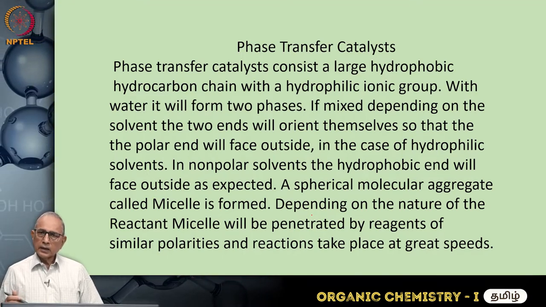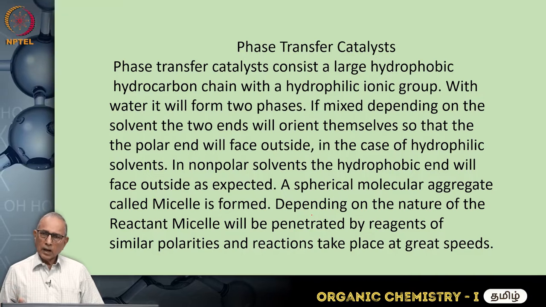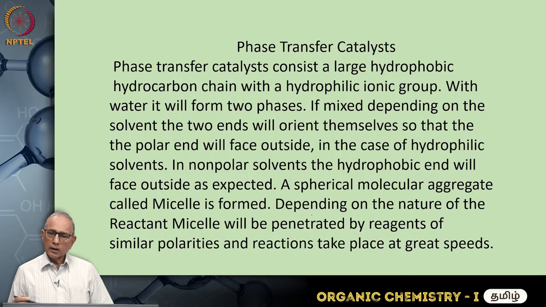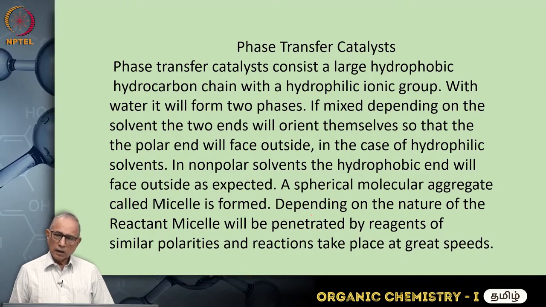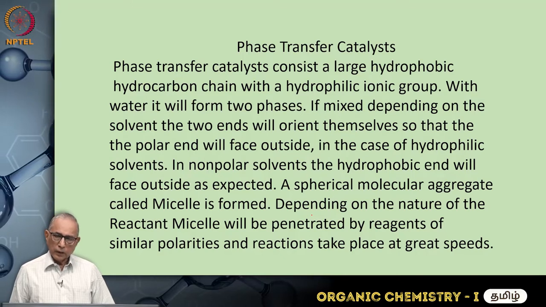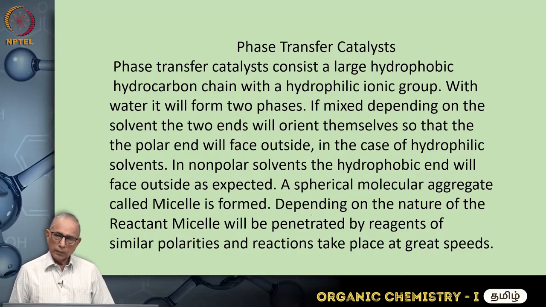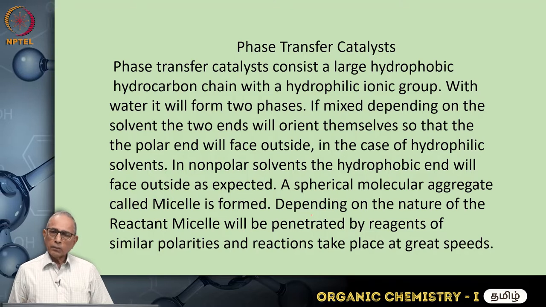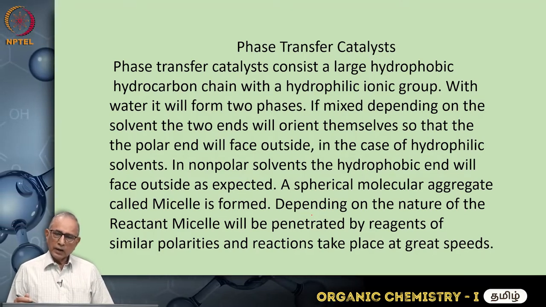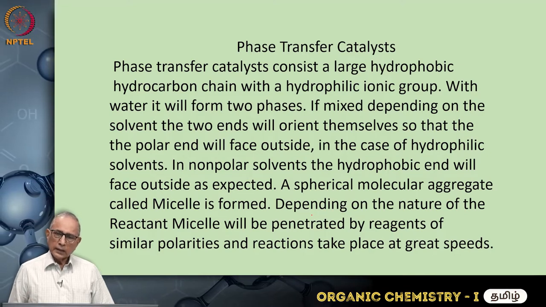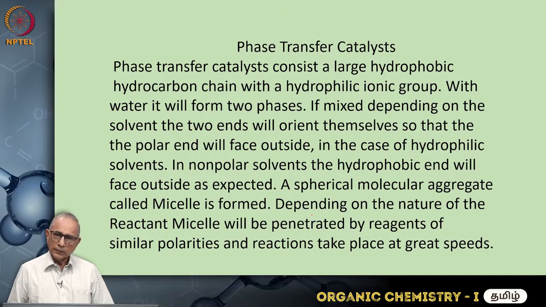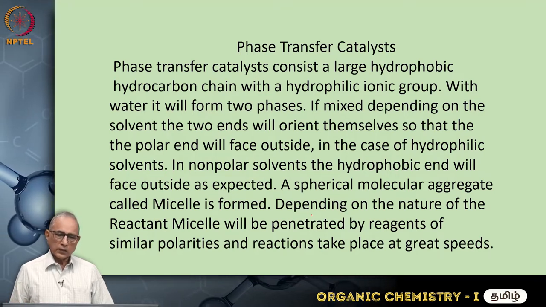That end will be sticking out of the water. The other end, the large C17 group, will be sticking inside the water. So, this is the general structure of a carboxylic acid with a large number of carbons. The hydrophilic group will be out, the hydrophobic group will be in, and depending upon its polarity, if a compound is highly polar, it will be very near the surface. If it is highly non-polar, it will be inside this phase transfer catalyst. The other one will be outside the phase transfer catalyst.